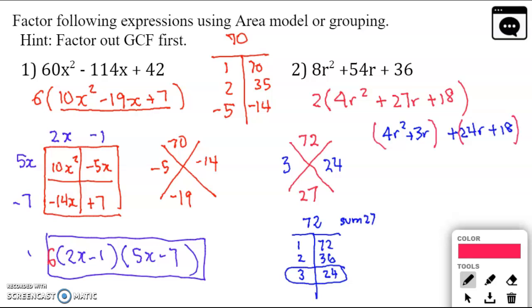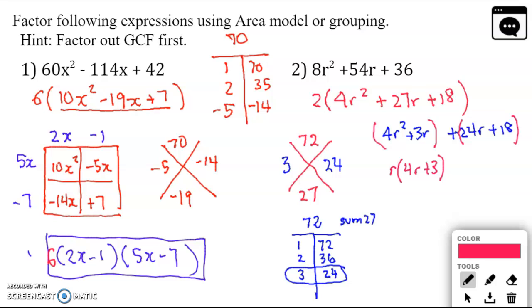And looking for the GCF of the first two terms, I can take out the r. And 4 and 3, there are no other factors, so I can only take out the r. Okay, so once I've taken out r, r times what is 4r squared? That's going to be 4r. r times what is 3r? That's going to be plus 3. And then looking at the second two terms, 24 and 18.